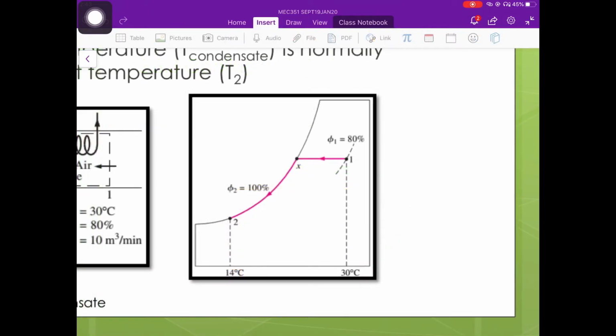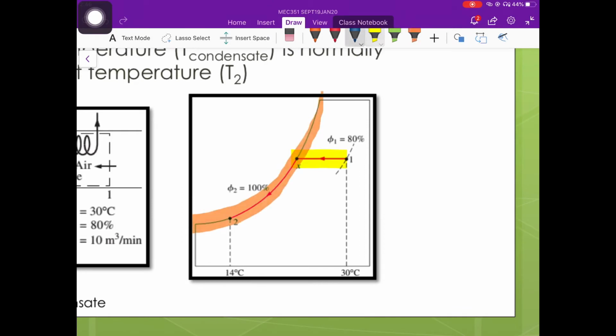If we look at the psychrometric chart for the cooling and dehumidifying process, air at state 1 has 30 degrees Celsius for the dry bulb temperature and the relative humidity is 80%. The air will be cooled until it reaches the saturation line. Note that the saturation line means the relative humidity is 100%. The air will then be further cooled until it reaches our desired temperature of 14 degrees Celsius.